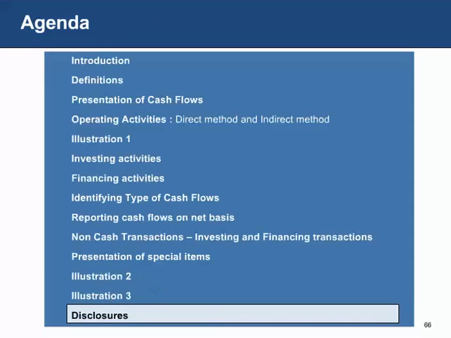So friends, after doing these two illustrations and after going through the accounting standard in its entirety, I think this will give you more confidence. So let's come down to disclosures, which is the last item in our agenda: how these cash flow statements are required to be disclosed and what are the other items which are required to be disclosed along with the cash flow statement. This will help us to understand.